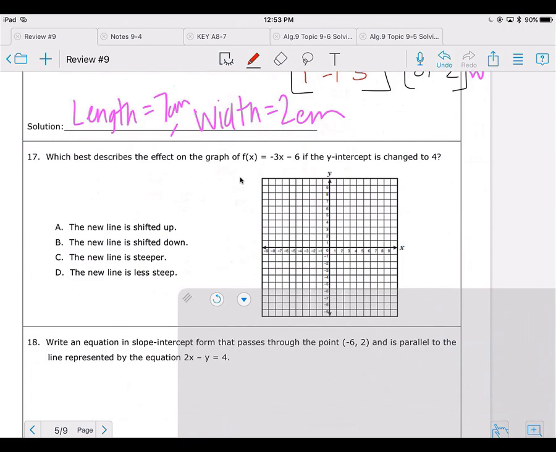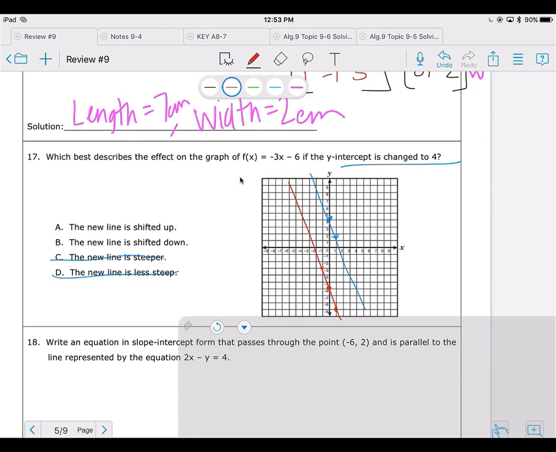17 asks us for the effect on the graph if the y-intercept is changed to 4. So we have something that started at -6 and had a slope of -3. And then they're saying the y-intercept is going to be changed to 4, but the slope stays the same. If the slope is staying the same, it's not going to be steeper or more steep. The new line, the blue is new, so it's being shifted up.